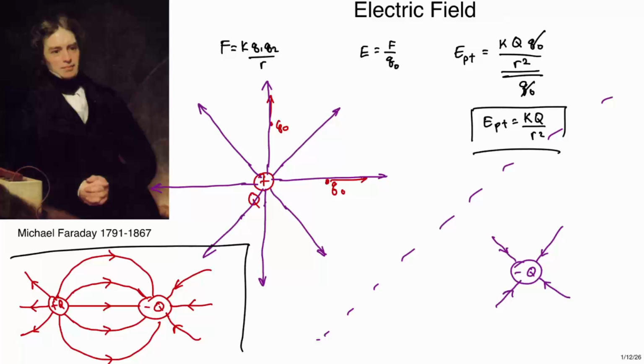Okay, what happens if I drop a negative charge right here? Just go opposite the field lines. Negative charges go opposite the field lines because field lines are defined by what positive charges would do.